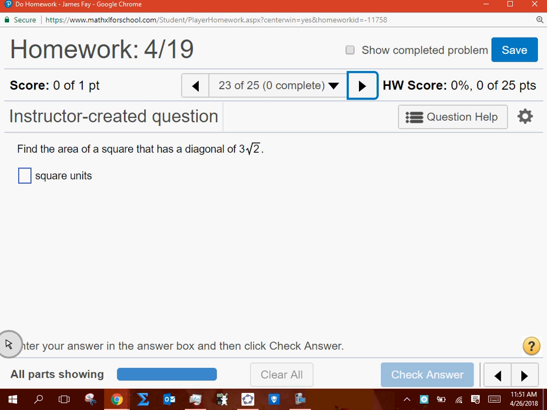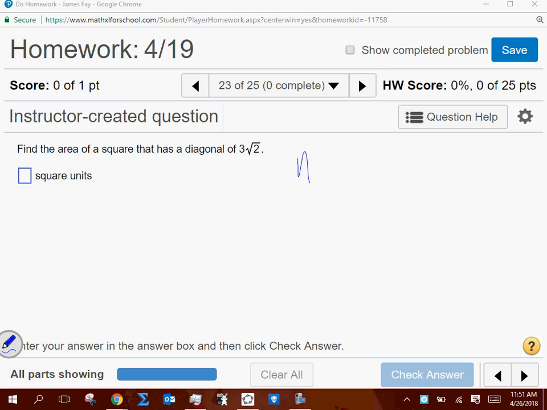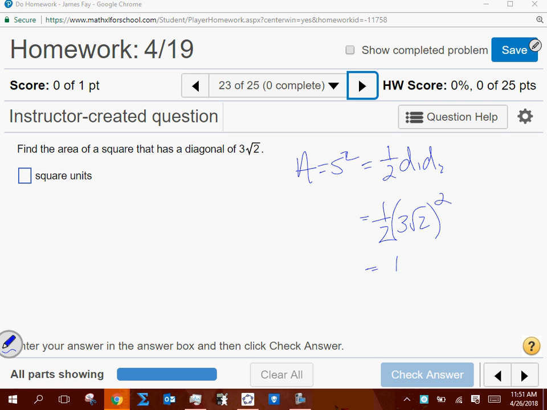Diagonal of 3 radical 2. This is where a lot of people, like I said, pigeonhole themselves into saying area of a square is s squared. But if I understand that a square is also a rhombus, doesn't this question get pretty easy? 1/2 diagonal is 3 radical 2, and I square that because I need 2 diagonals, and they have to be the same in a square. So now I have 1/2 times 9 times 2, and half of 2 is 1, so I get 9 square units.